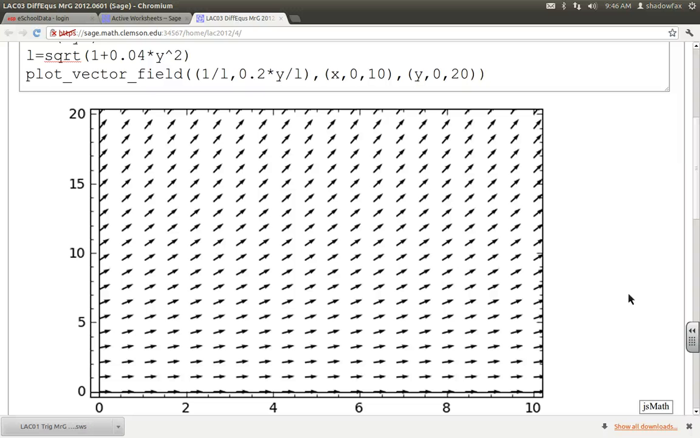Okay, and what I did was I took that L, the length of each vector, and I divided the component there by L, and then divided this component by L. So then these are all going to be shorter. See? It just makes it nicer. That's all. You don't really have to do that.